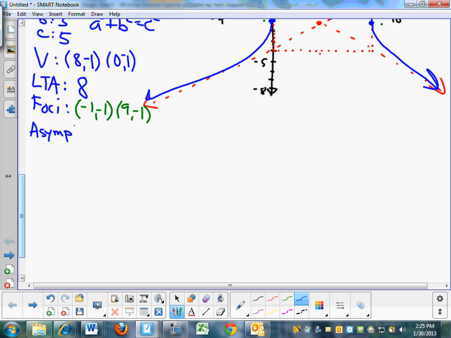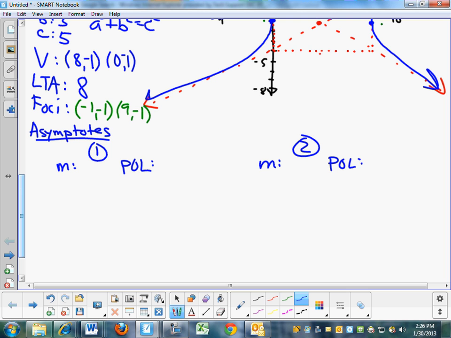Last thing I need to do is write equations for my asymptotes. How many asymptotes do we have? 2. In order to write an equation for a line, I need slope and I need a point on the line. What point do both of these pass through? 4, -1, the center. They both pass through the center. Slope. Our box, we went up and over. How many did we go up? 3. How many did we go over? 4. So one's going to be 3 over 4. The other one's going to be -3 over 4.